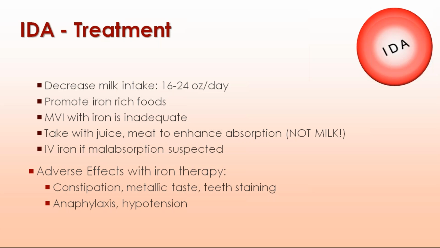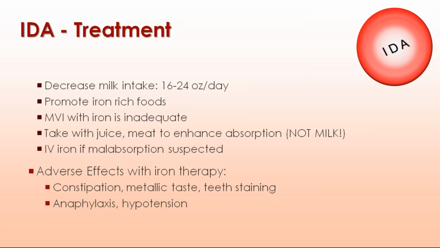Now, in addition to the treatment, you give some dietary advice. Decrease milk intake, because milk, due to its alkaline pH, inhibits the absorption of iron; reduce it to nearly 16 to 24 ounces a day. Promote iron-rich foods and vitamin C, like oranges and other fruits containing acidic products. A multivitamin with iron is not adequate. Please remember that when you are treating iron deficiency, you have to give a proper iron preparation.